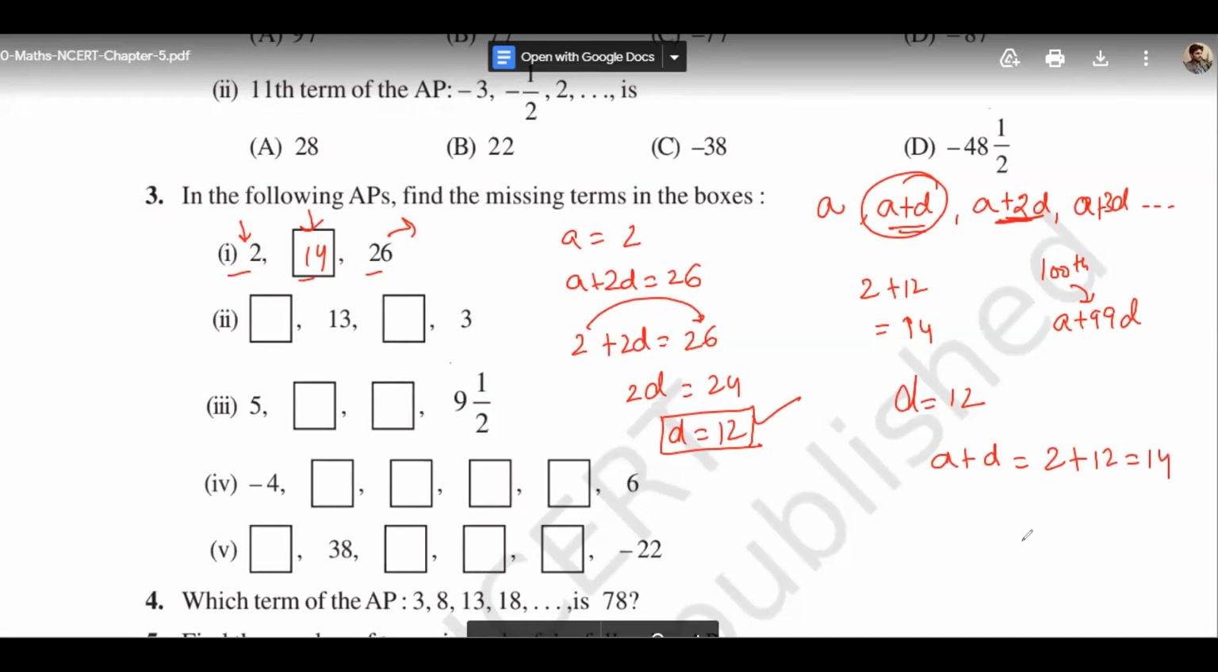Okay, find out the value of the two boxes in the second question.